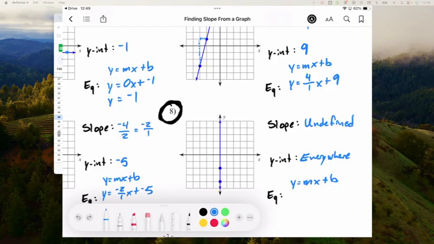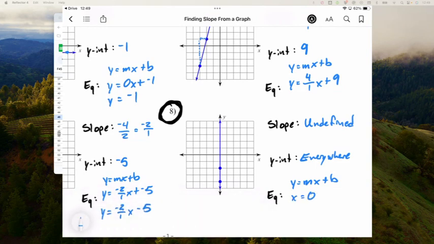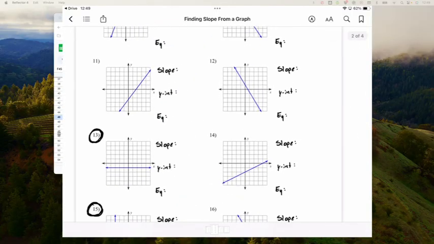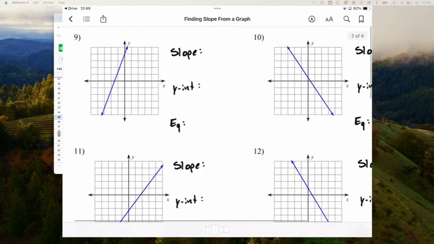What would the equation here look like? The equation would look like x equals 0, because that vertical line always has an x value of 0. And I get that that one's a weird one. We're not going to worry about it. We're just going to move on with life, recognizing that you're almost never going to see something like that, and it's basically not important.